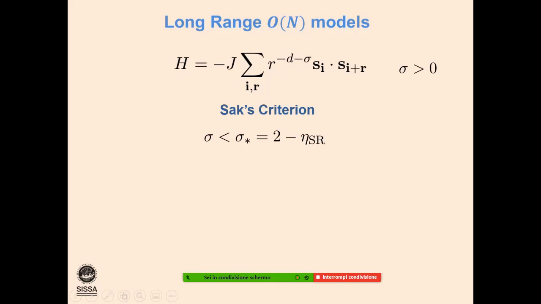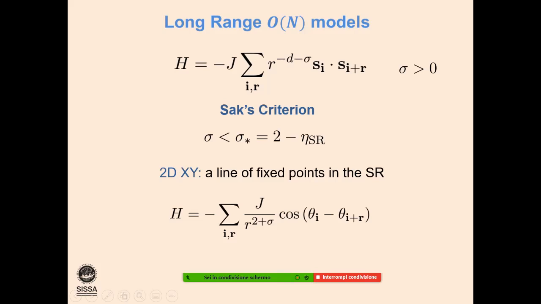This picture is somehow challenged by the XY model, in which we write this scalar product as the cosine of the difference of the angles, where theta is the angle of the corresponding rotor. The picture, as I was saying, is challenged because basically we don't have a single fixed point in the short range, but rather a line of fixed points. So it's not clear what eta short range is. There is no temperature independent eta short range, and all this SAC criterion stuff does not apply trivially.